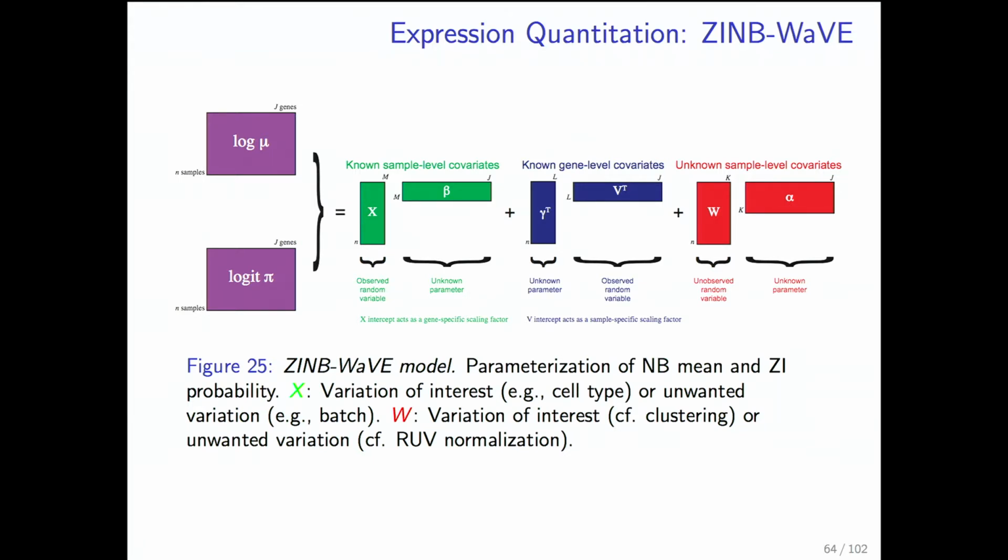Here, the known sample-level covariates could correspond to either variation of interest, like cell type, or unwanted variation, like batch, that I've mentioned earlier. And likewise, the unknown sample-level covariates could be of interest. This would be the clustering case, where we want to discover novel cell types. Or they could correspond to unwanted variation. This would be our unsupervised normalization.